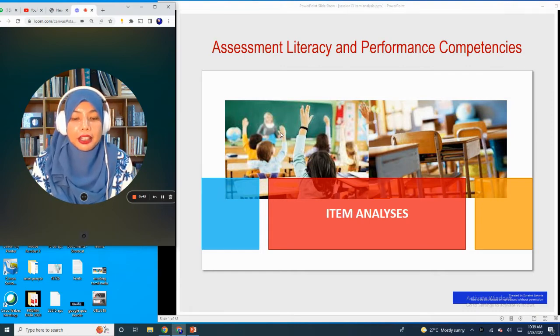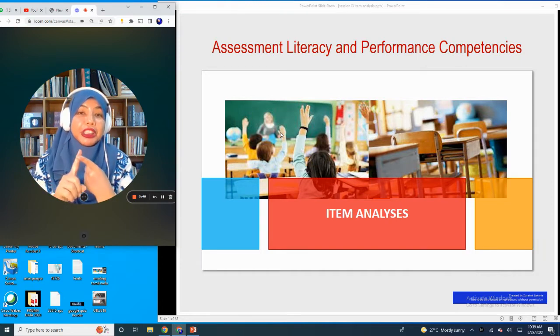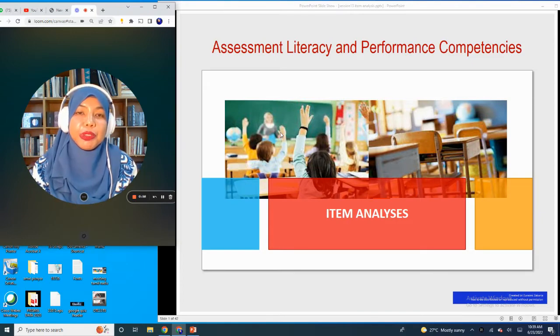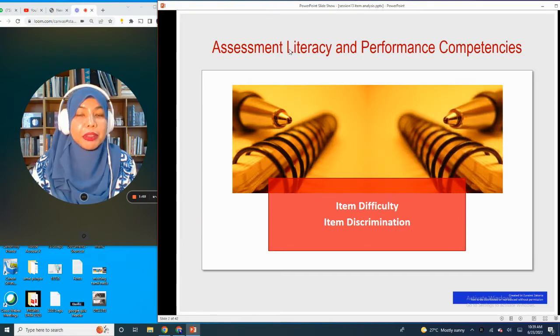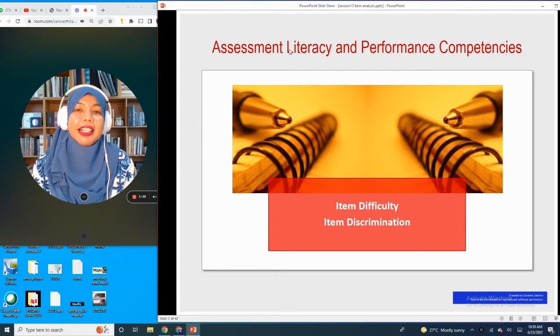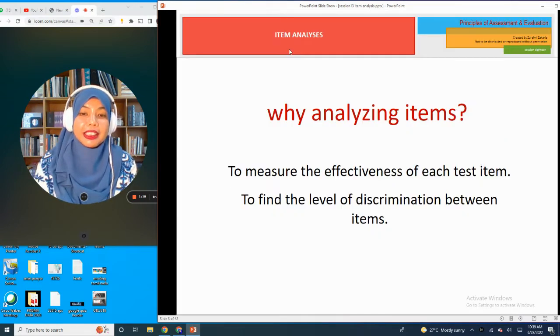Okay, so generally we do item analysis because we want to measure the effectiveness of our items, and also because we want to measure the effectiveness of our test. And there are two ways in which we can measure this effectiveness: by carrying out item difficulty as well as item discrimination. So these are the subcomponents under item analysis. However, in this video, I'm going to focus only on item difficulty. All right, so let's continue.